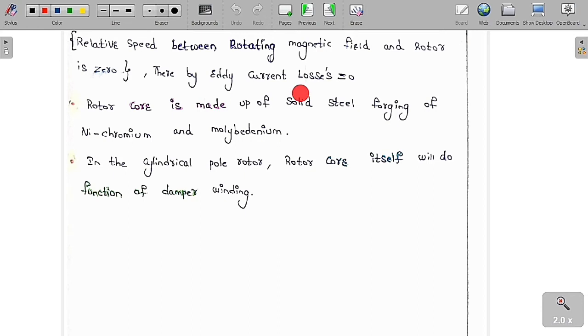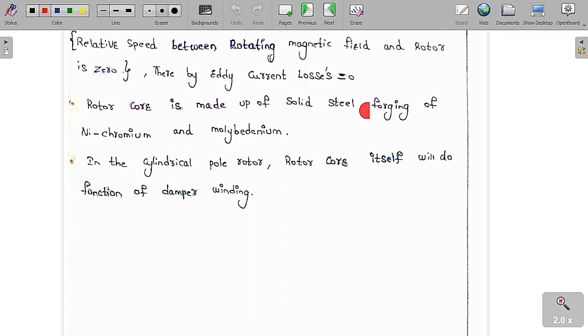So listen carefully. Whenever NR is equal to NS, slip is equal to 0. Whenever the slip is equal to 0, torque is equal to 0. So whenever NR is equal to NS, there is no relative speed difference between the RMF and the rotor. Thereby eddy currents are 0, because as there is no relative flux, there is no flux cutting. So EMF is equal to 0, current is also 0, eddy current loss is also 0, so torque is also equal to 0.